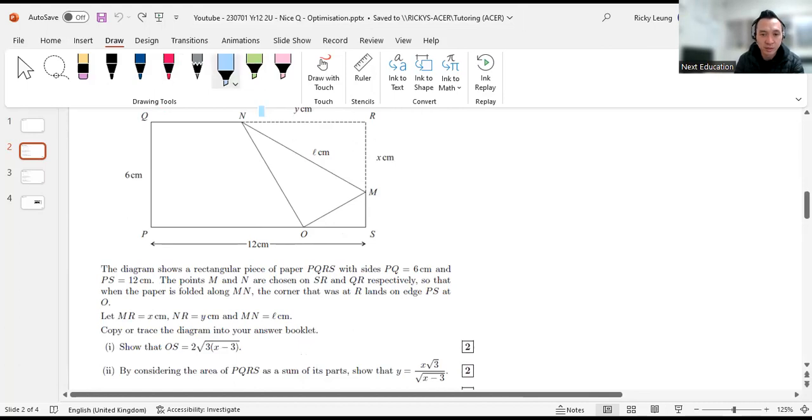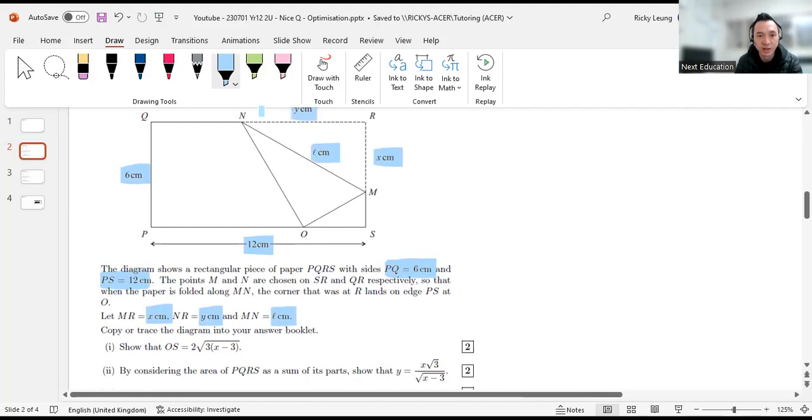So here we go. The diagram shows a rectangular piece of paper with sides PQ is 6 and PS is 12. Points M and N are selected and it's folded into a triangle so that the corner which was at R becomes O. MR is X, MN is L, and Y is upstairs.